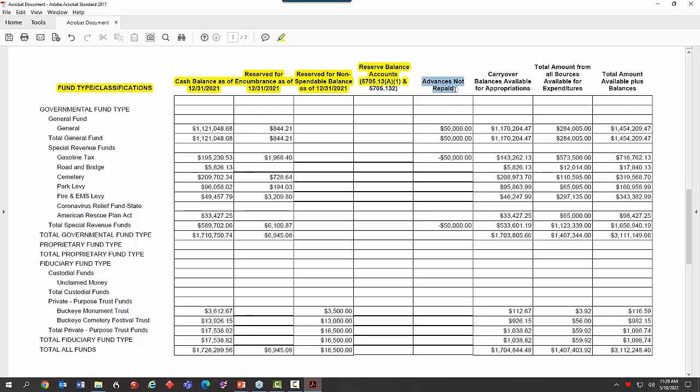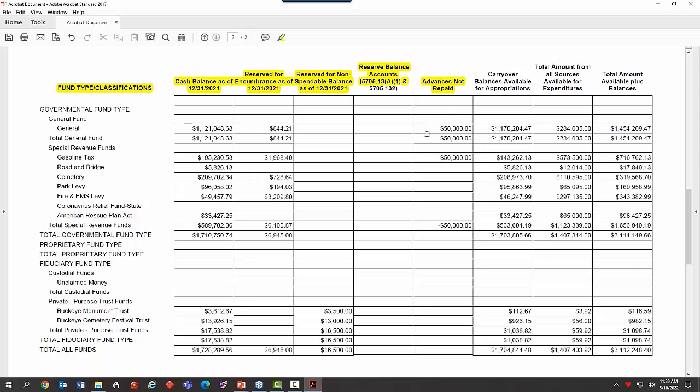Advances not repaid. So I'm first going to have to explain what an advance is. An advance is a loan of cash from the general fund most of the time to a fund that has sufficient appropriations but not enough cash to pay the bill. And last year, let me set up a scenario for you.